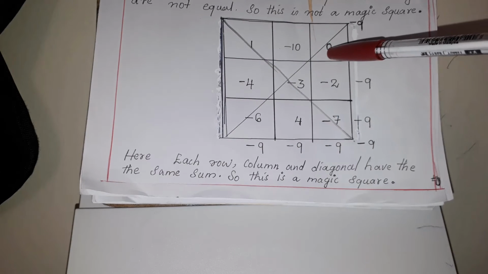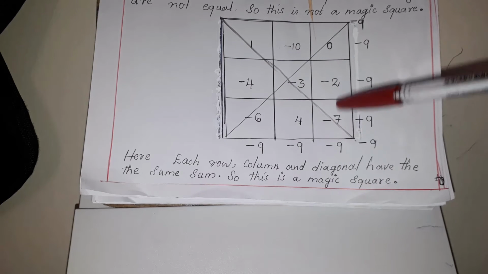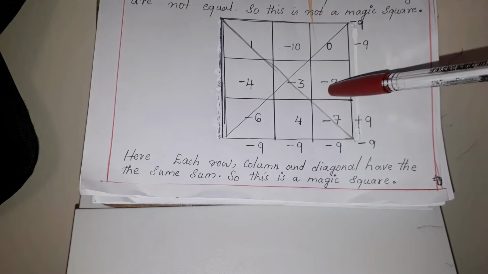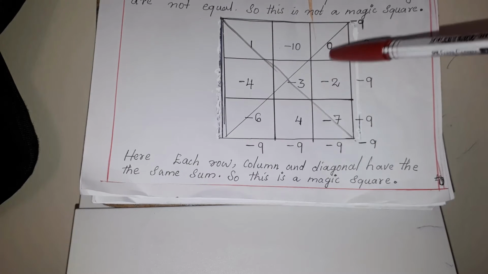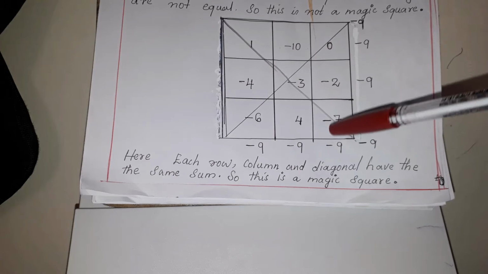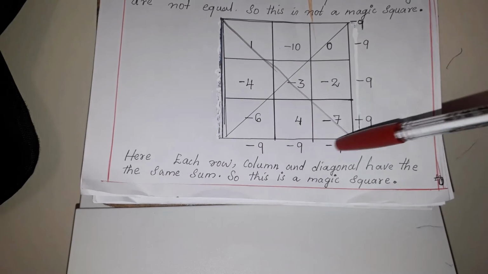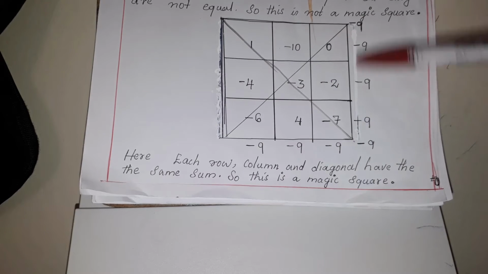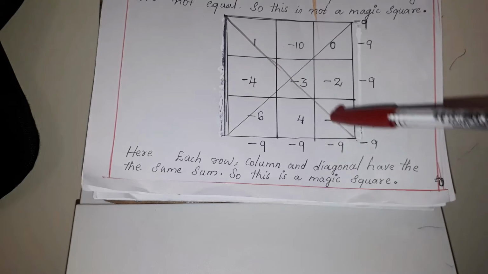Okay. Then 0 plus minus 2 plus minus 7. So what is minus 7 plus minus 2? Again we get minus 9. Minus 9 plus 0, minus 9 itself. So these 3 columns are equal. And these 3 rows are equal. Isn't it? Now we are going to check these diagonals.